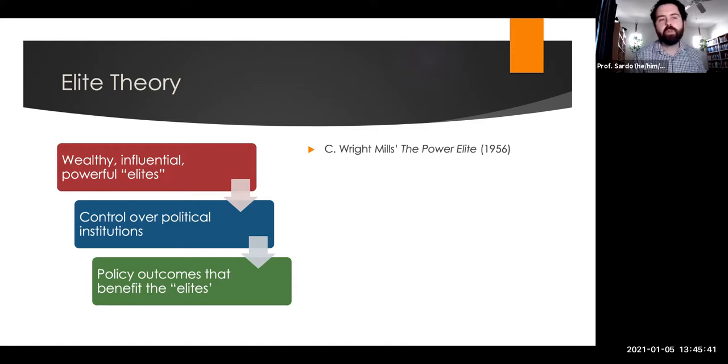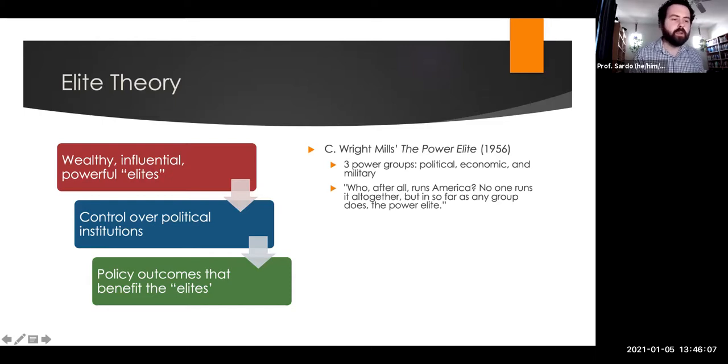This is most famously associated with the work of the sociologist C. Wright Mills in his 1956 book, The Power Elite. He focused on three power groups: the political elite, politicians, presidents, and political advisors; the economic elite, business owners, financiers, and the wealthy; and the military elite, generals, people who have military power. And he answers in a different book, who, after all, runs America? No one runs it altogether, but insofar as any group does, the power elite.